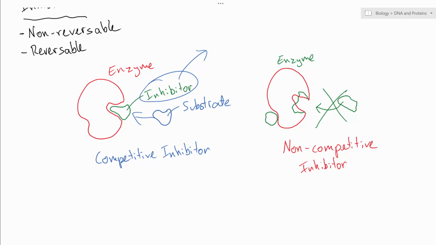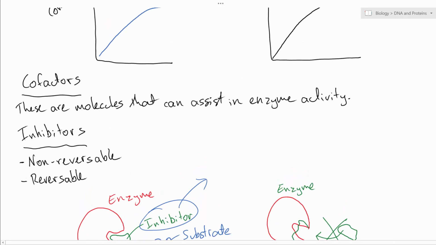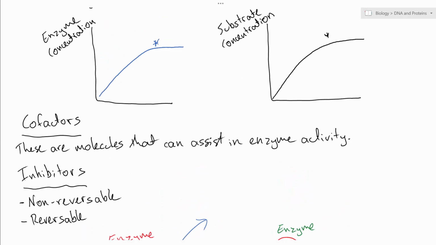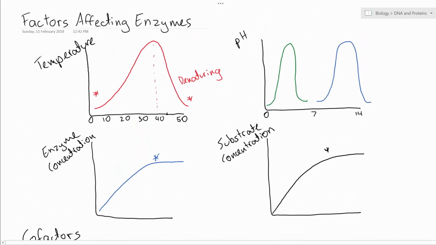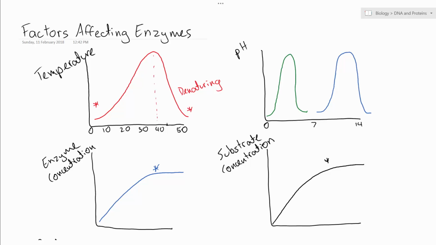So a lot of different factors that can influence enzyme activity. We've got reversible and non-reversible inhibitors. So under reversible inhibitors, we have competitive and non-competitive inhibitors. We also see cofactors, which can assist and influence the activity of enzymes. Substrate and product concentration and enzyme concentration are important, as well as temperature and pH in influencing the ability of an enzyme to work at its optimal rate.